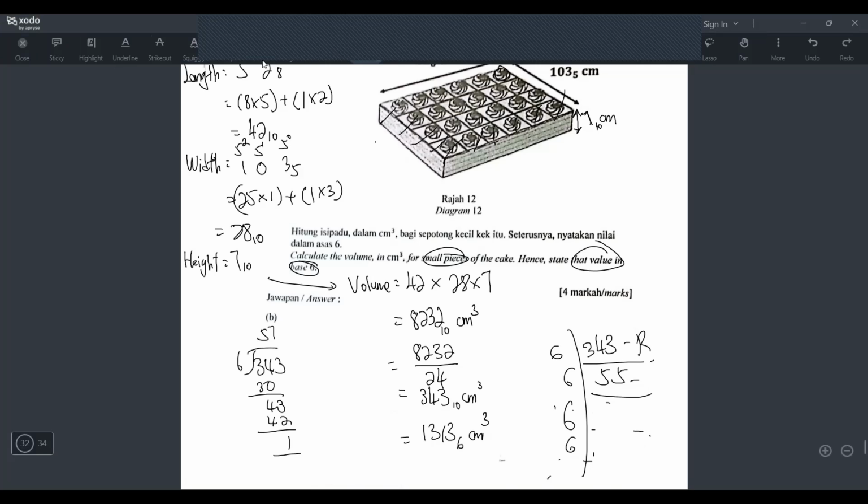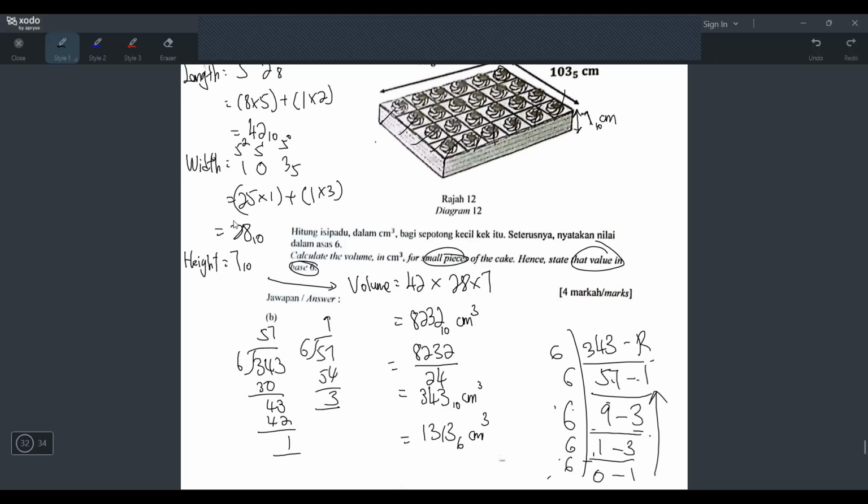Okay, let me correct this. This one is 57, remainder 1, right? And then 57 divided by 6. So it will be 6 times 9 is 54, and then remainder 3. And then 9 divided by 6. Okay, 6 times 1 is 6, but 9 minus 6 is remainder 3. And then divide by 6 again. 6 times 0, 0, remainder 1. So read from bottom to top. So the correct answer here is 1331. Okay, so 1331, base 6.